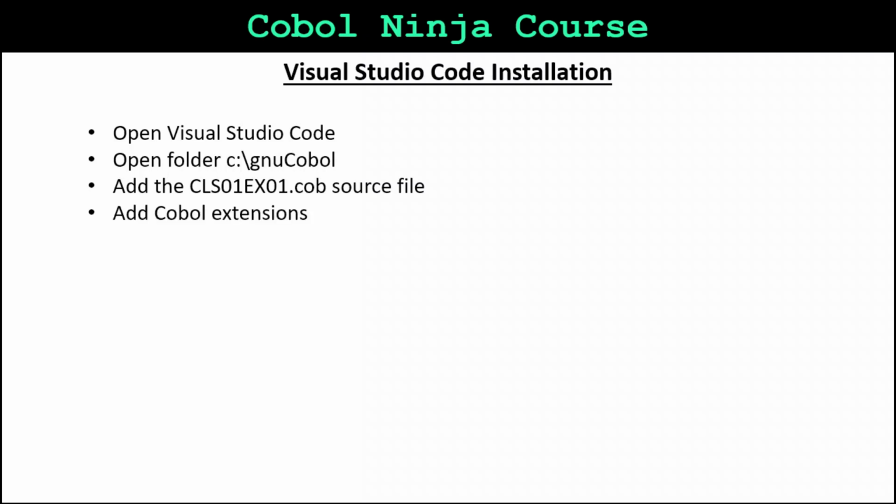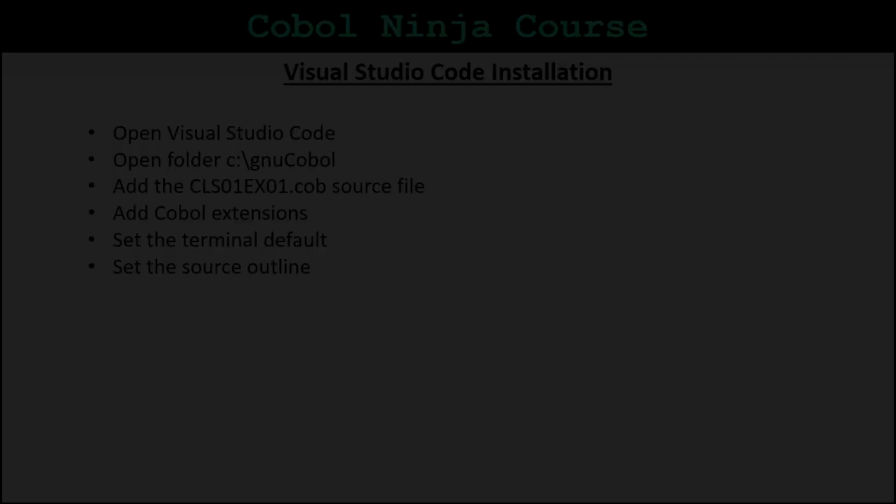We're then going to add Visual Studio COBOL extensions. We'll set the terminal default from PowerShell command line to the old Windows command line. And we'll set the source outline on the screen. So let's go ahead and set that up.